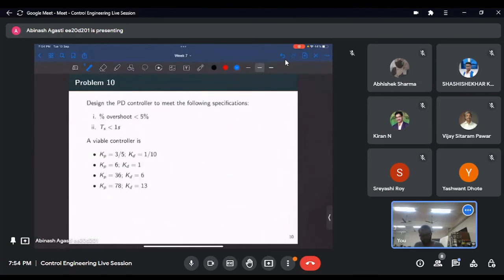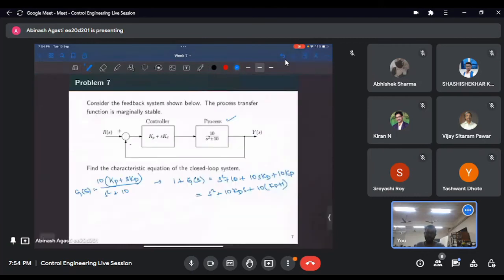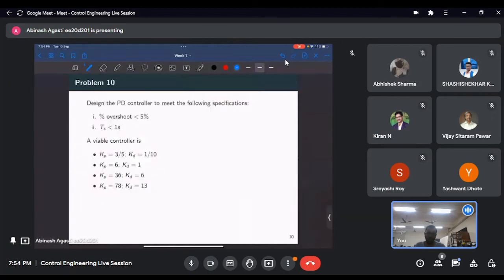Now for that same plant and a PD controller, I want to find out a PD controller that meets the following specifications. That is, percentage overshoot is less than 5% and the settling time is less than 1 second. So now we are given 4 feasible controller values, and we want to find out the one that satisfies these two. Okay, so for this we'll again use MATLAB. So I'll share my screen.